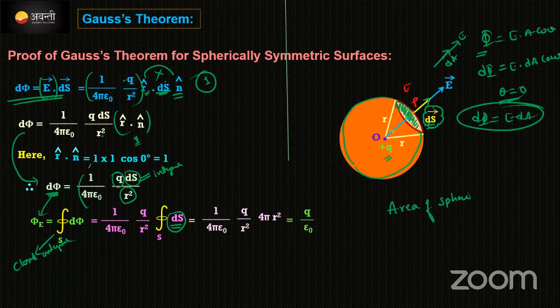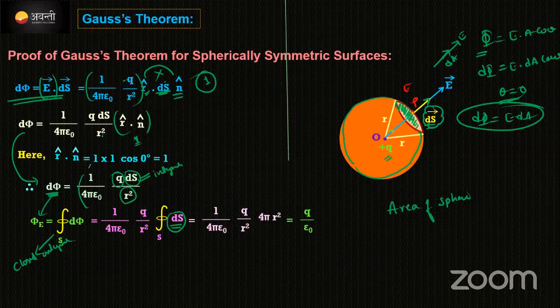Tell me in a chat box. What is the area of the sphere? That is volume. 4 by 3 pi r cube is volume. I'm asking about area. Haan, right, Sujan. But 4 pi r square, that is not pi r square.